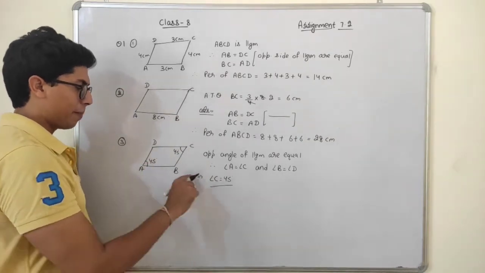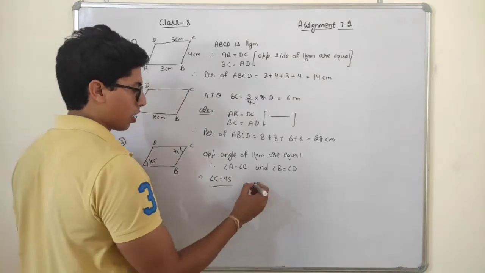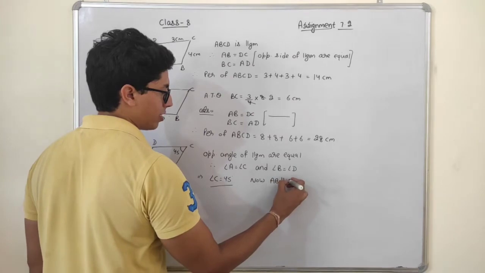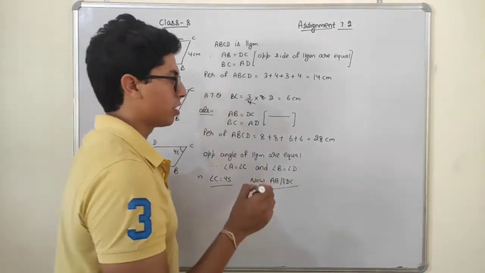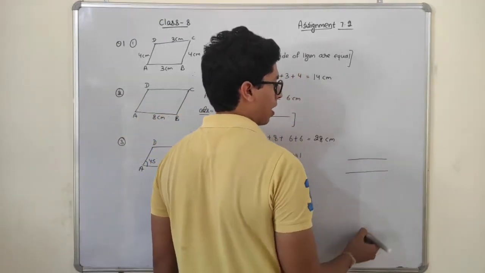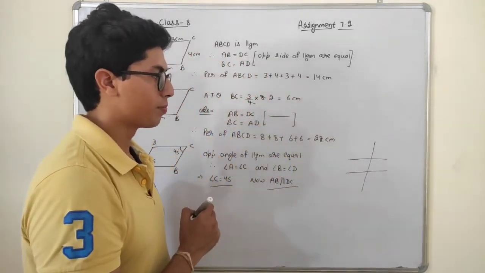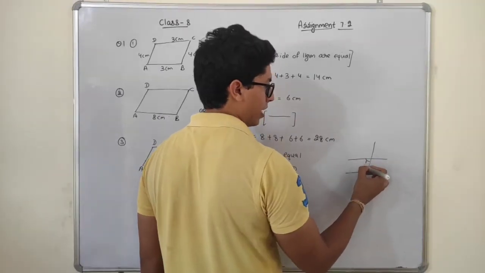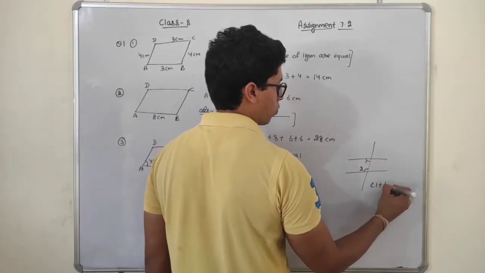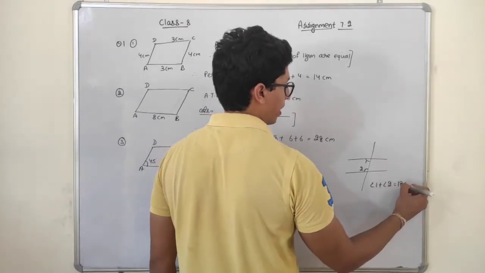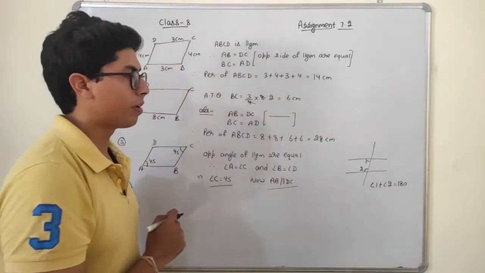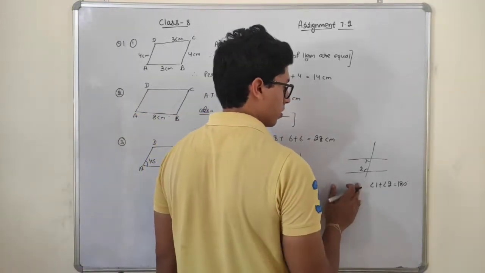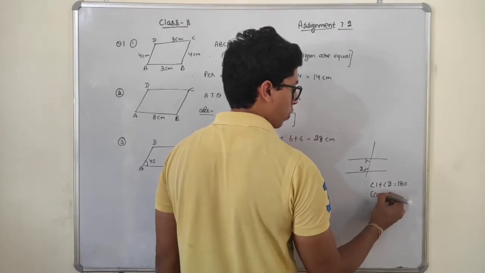Now, students, AB is parallel to DC. Students, see the property that if I take two parallel lines and this is a transversal, okay. Now, if I take these two angles, students, angle 1 and angle 2, the sum will be 180 degree. Angle 1 and angle 2 sum will be 180 degree because of co-interior angles. These are co-interior angles.